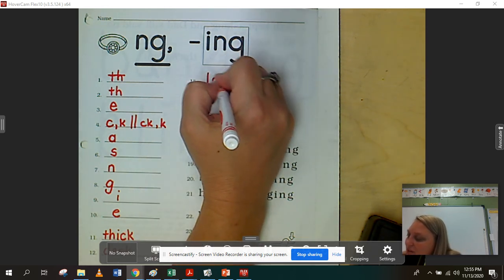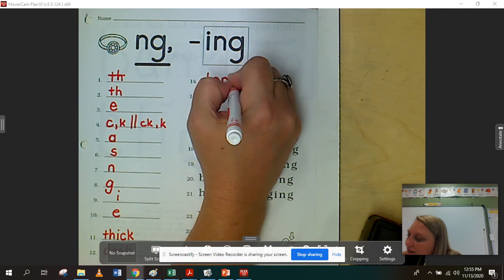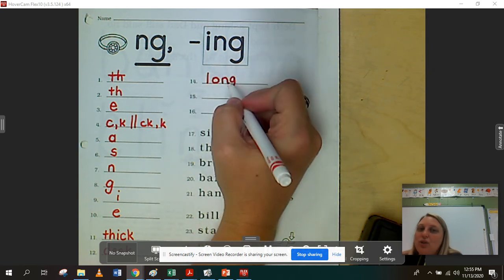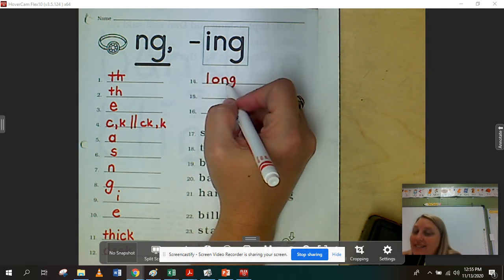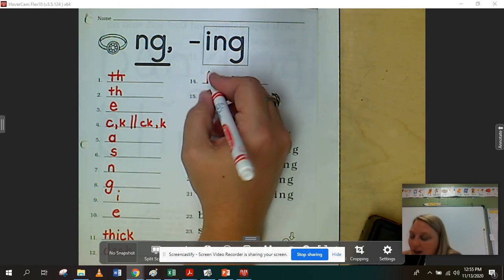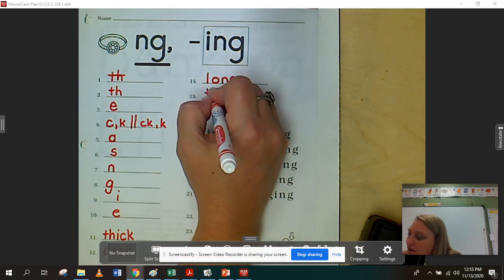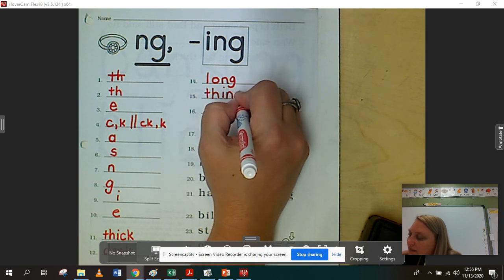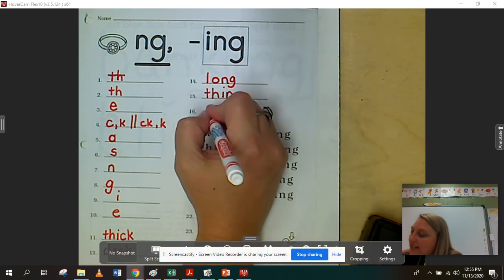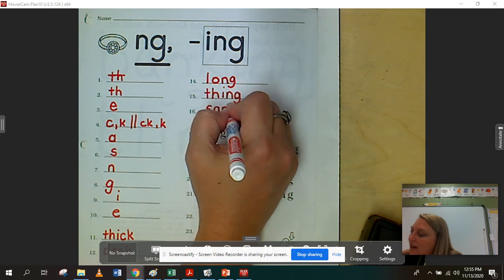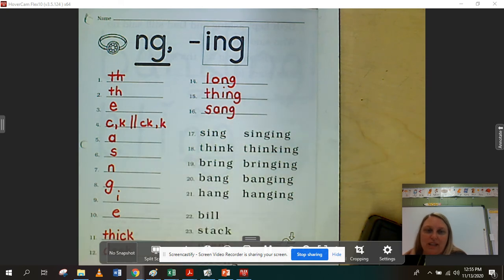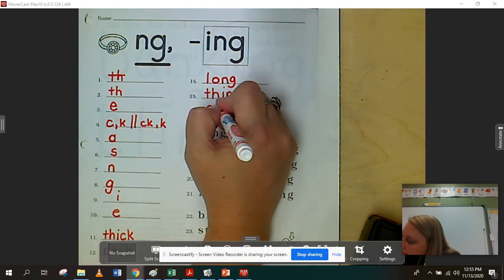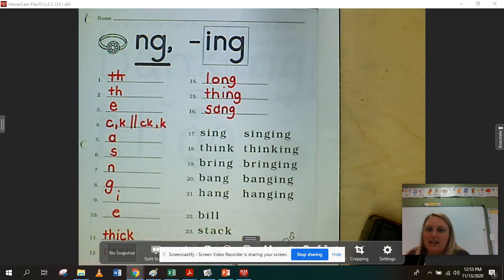Long has the new NG digraph. A digraph is two letters that make one sound. Then you have the thing using our new digraph TH, thing. And last you had to sang. Again using the new digraph NG. Sang. Make sure that this is an A. Sang.